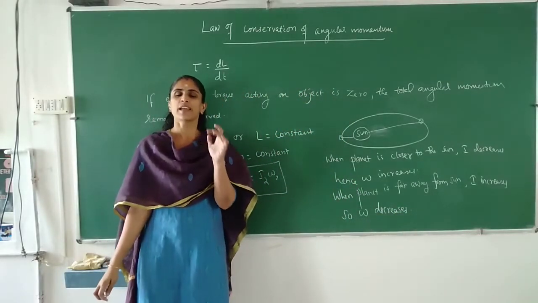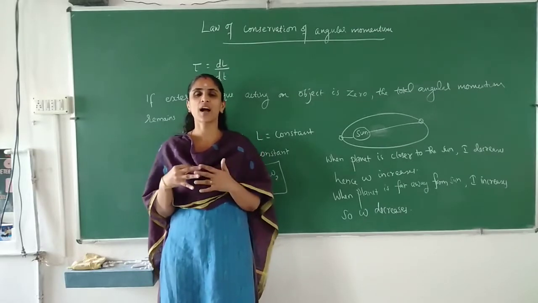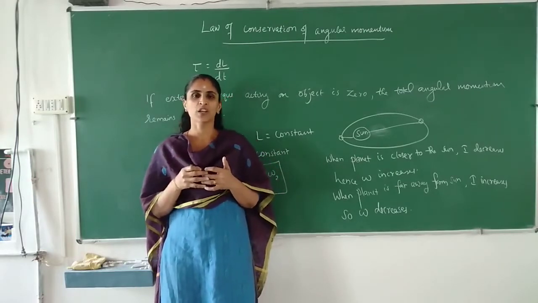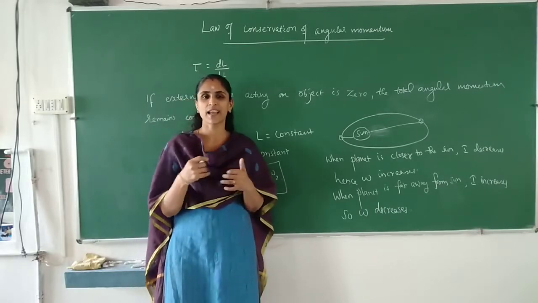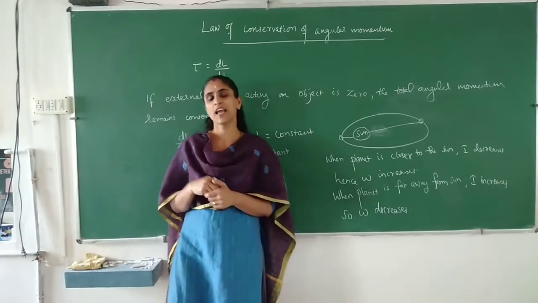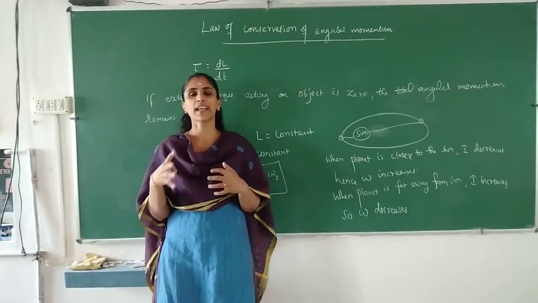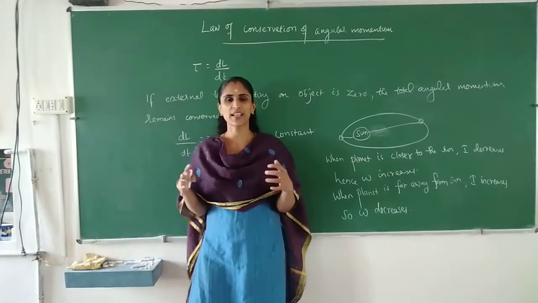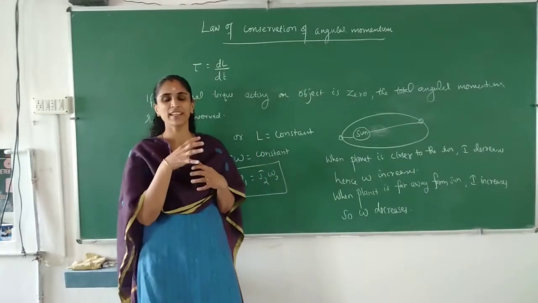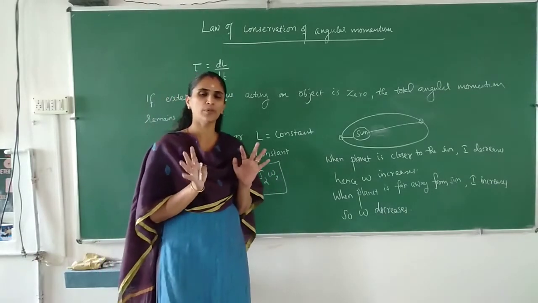Similarly, if a person is standing on a rotating table, he can increase or decrease the speed of the rotating table by stretching his arms. If he stretches his arms, what happens? Moment of inertia increases, and automatically the angular velocity of the rotating table decreases. If he brings his arms close to the chest, what happens? Moment of inertia decreases and hence angular velocity increases. Similarly, skaters and ballet dancers can vary their angular velocity by stretching their arms and bringing their arms closer to the chest, all because of the law of conservation of angular momentum.